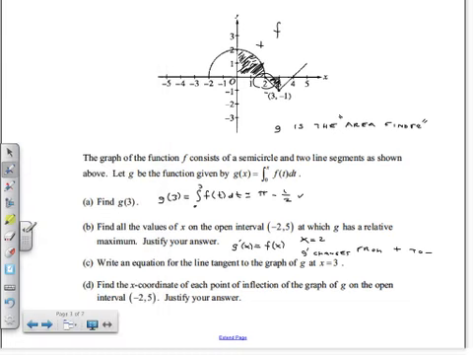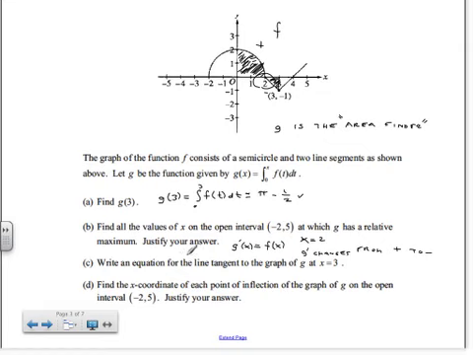Part C asks you to find the equation of the tangent line to the graph of g at x equals 3. To do this, we need two things. We need the ordered pair at 3, so we need g of 3, and luckily we've already calculated that in part A. So g of 3 equals pi minus 1/2.